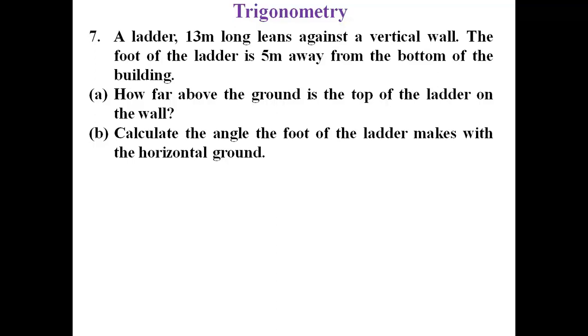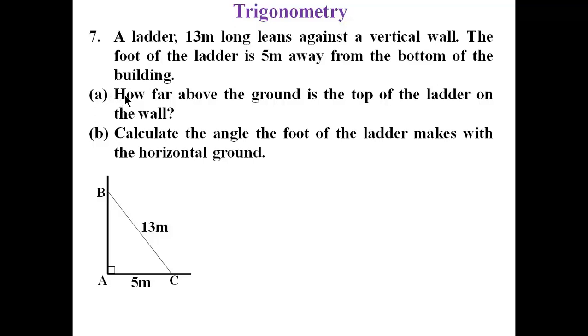So we need a sketch of the information in the problem. So we always get our horizontal ground, then the wall of the building, and the ladder leaning against the vertical wall. The ladder is 13 meters, so we have the ladder to be 13 meters. So remember, this is right angle. Name this point A, this one as B, this as C. And again, the foot of the ladder is 5 meters away from the bottom of the building. We have AC to be equal to 5 meters.